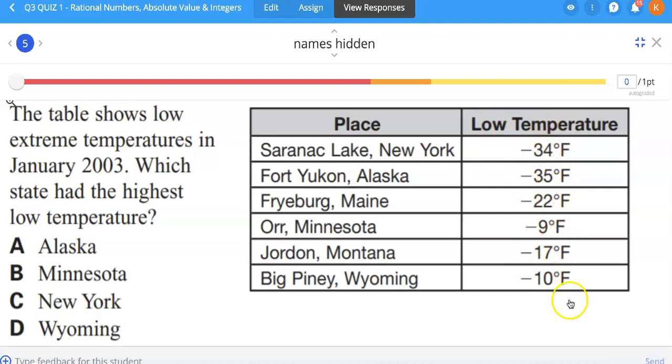Well, that would be the number that is closest to 0. And negative 9 degrees is closest to 0. It's the highest number, and it's the highest temperature out of these cold temperatures. And so the answer was B, as in baseball. It was Minnesota.